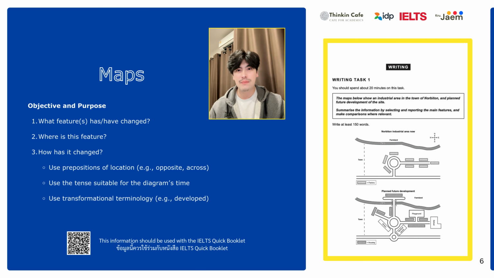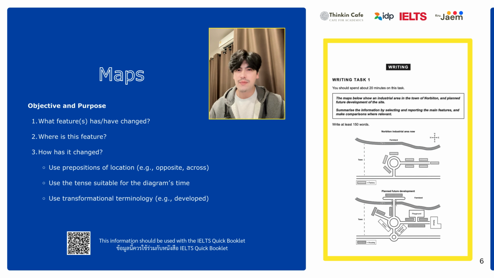The purpose of a map is to describe 1, what has changed, 2, where that change has occurred, and 3, how has it changed. So when we are thinking about what has changed, we will take nouns from the illustration. For example, school, that has changed in this illustration of Norbiton Industrial Area. And if we need to talk about where, we could say towards the eastern part of the city or of the area. The next part would be how.